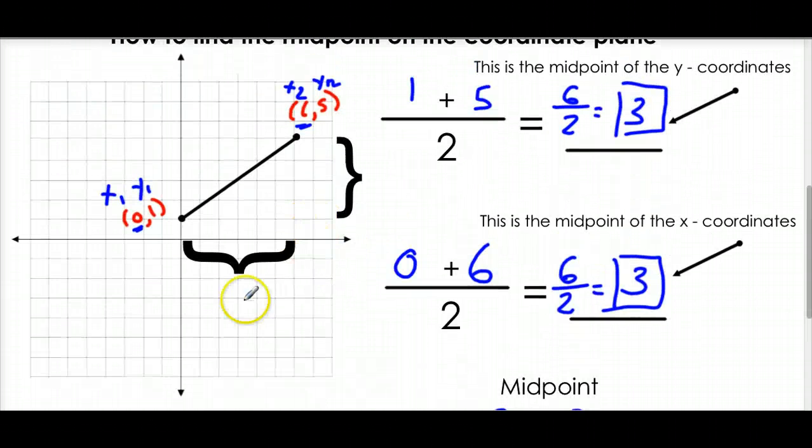Now, I just don't believe formulas, so let's see if this actually works. So let's go up 3. 1, 2, 3. Let's go over 3. 1, 2, 3. And does this point right here look like it's the midpoint?